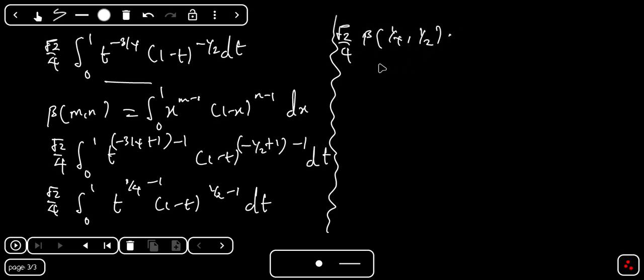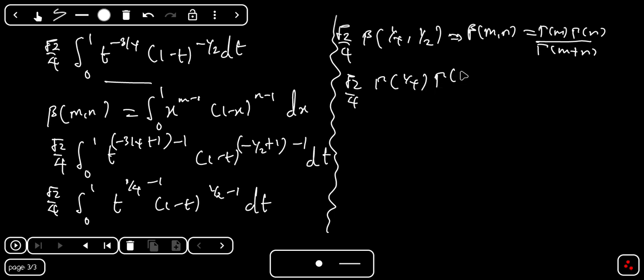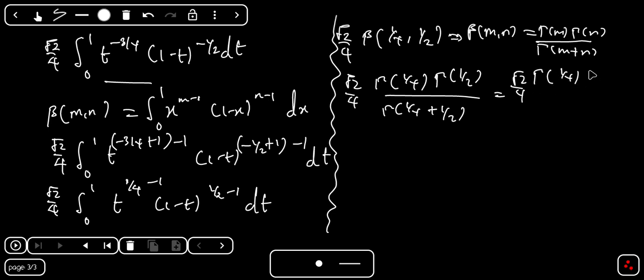And then we also know that beta of m comma n is equal to gamma of m multiplied by gamma of n, over gamma of m plus n. So then we are going to have square root of 2 over 4 multiplied by gamma of 1 over 4 multiplied by gamma of 1 over 2, over gamma of 1 over 4 plus 1 over 2. So this will be equal to square root of 2 over 4 multiplied by gamma of 1 over 4 multiplied by, gamma of 1 over 2 will be square root of pi, over gamma of 1 over 4 plus 1 over 2. So that should give us 3 over 4.